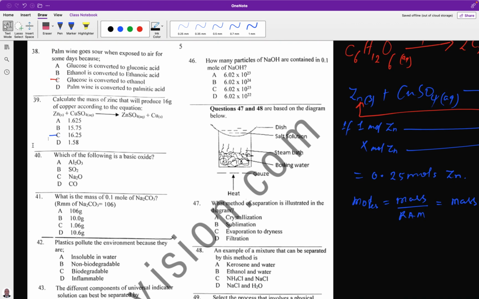Now, question number 40. Which of the following is a basic oxide? The basic oxide here is an oxide of a metal, especially a group 1 metal. The basic oxide here is sodium oxide, which is C.